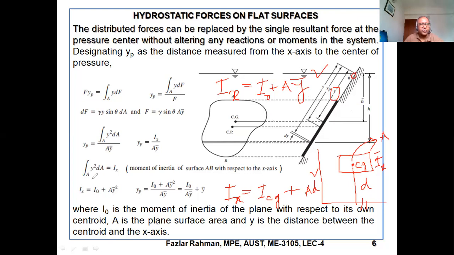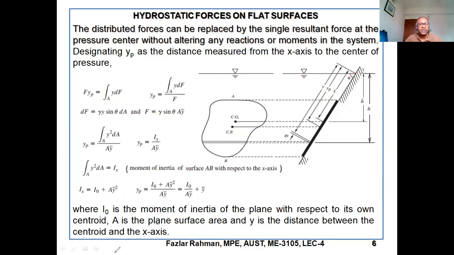Now, so Ix equals this. This Ix we'll put over here. If you put Ix over here, then at the bottom we have A y bar. So I naught by this value. Right over here, A will cancel out, only y bar remains. So this is the location of the center of pressure.